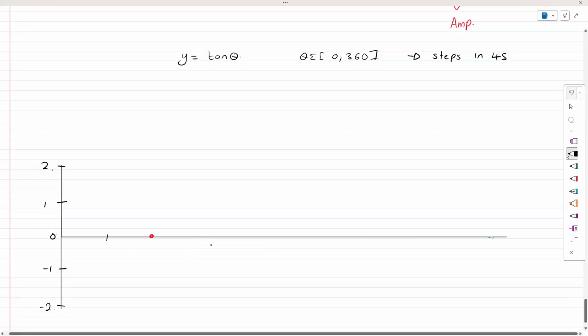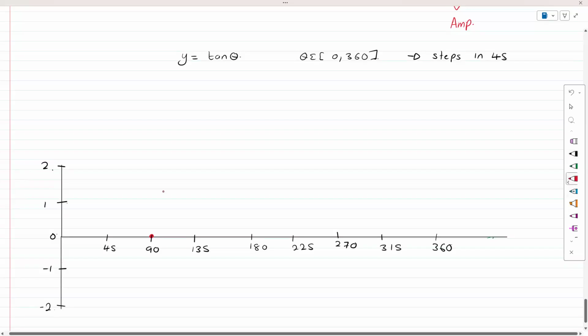Okay, so this is 45. That's 90. That would be 135, that would be 180, that would be 225, that would be 270, then it'll be 315, and that one will be 360. Because if you step in 30s for tan, it's going to cause a lot of problems.